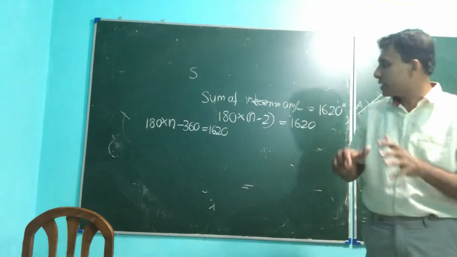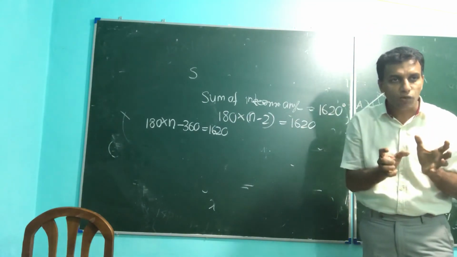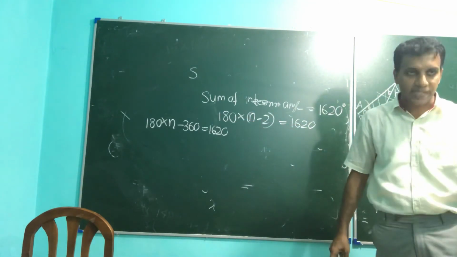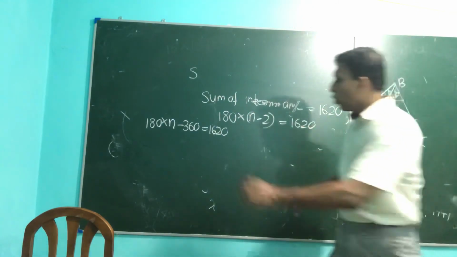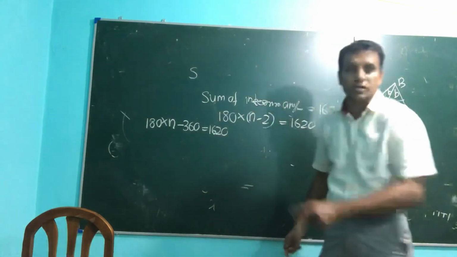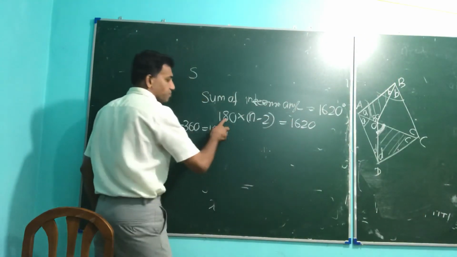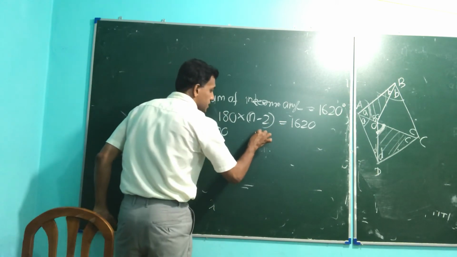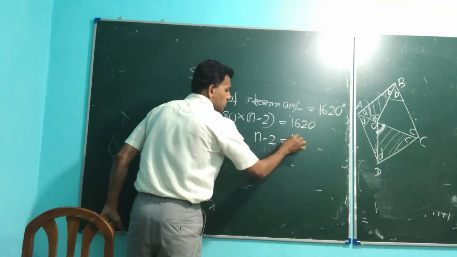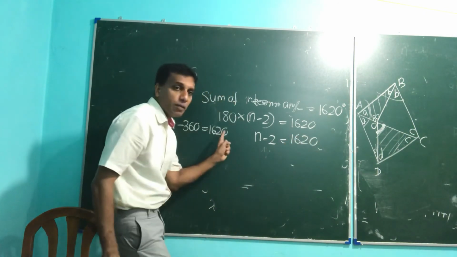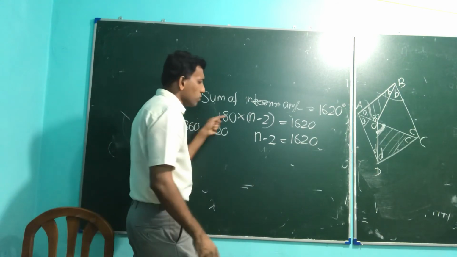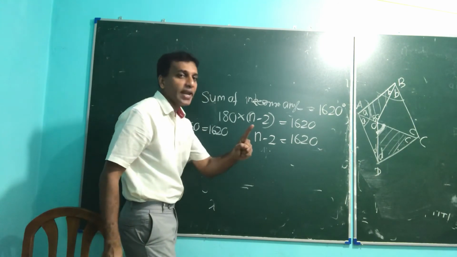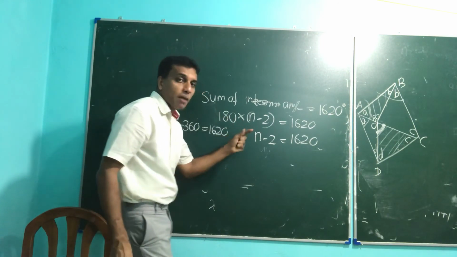So here one triangle is 180 degrees. How many triangles are available? We don't know how many sides it has, that is what they ask for. So take this formula, the first method: 180 multiplied by the bracket equals 1620. Don't multiply the bracket, it's too much unnecessary work. We have to find n. If you multiply by the bracket, it becomes 180n.